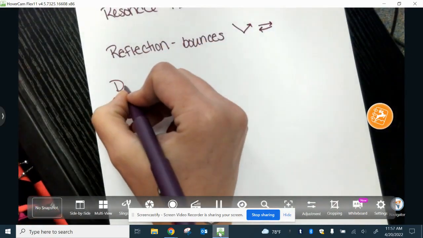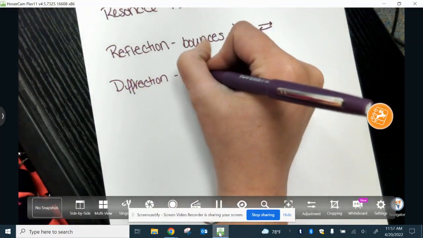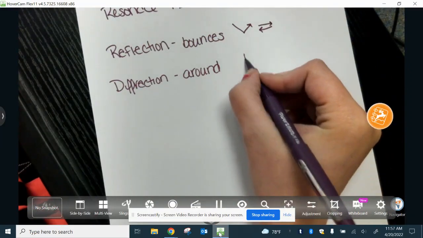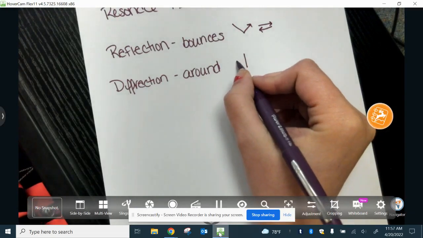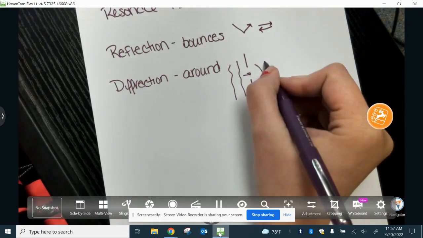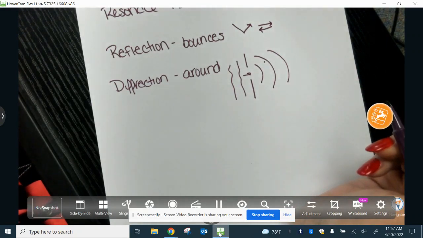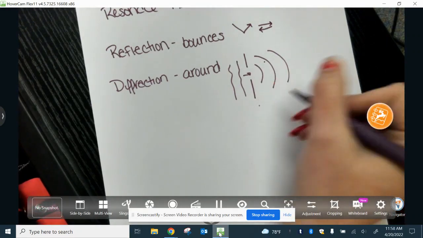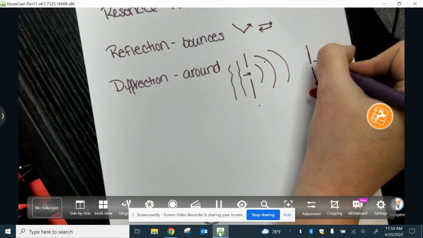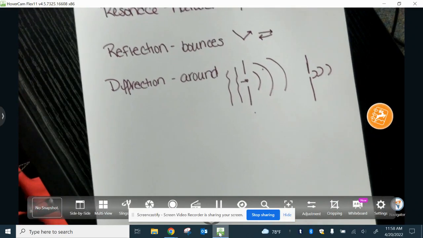We have diffraction. That's when your wave kind of bends around barriers. So if you have a barrier, your waves are approaching it and go through. You're going to see them go through. If the barrier was smaller, you see more of a bend, hopefully an equal bend, but still one.